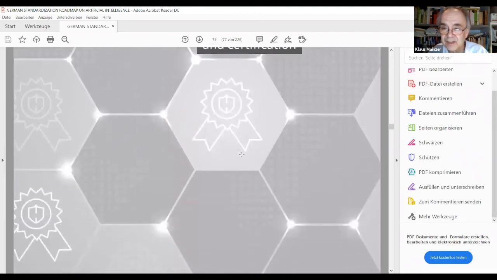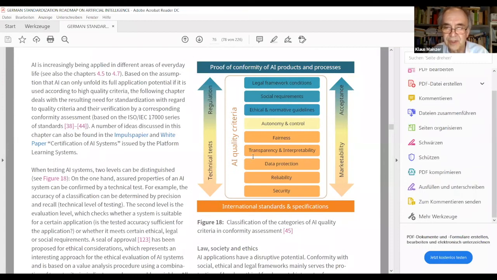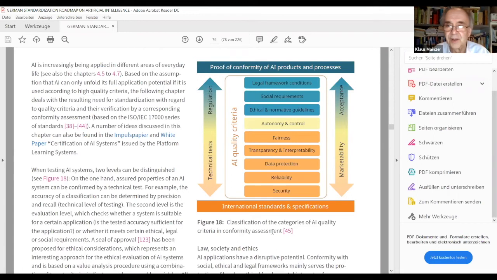I also like to highlight these results because here I was also involved. I mentioned that in the beginning. This is another illustration in order to illustrate classification of the categories of AI quality criteria in conformity assessment. It is more or less in another demonstration what I mentioned in the beginning here, technical tests and market ability aiming at international standards and specifications with the criteria of fairness, transparency, and interpretability, data protection, reliability, and security. And in the other direction, aiming at proof of the conformity of AI products and processes with ethical and normative guidelines, social requirements, legal framework conditions, which must be involved, which must be integrated in the standards.